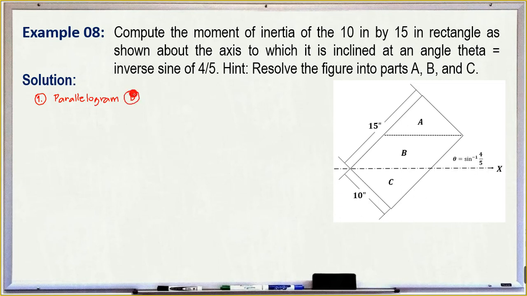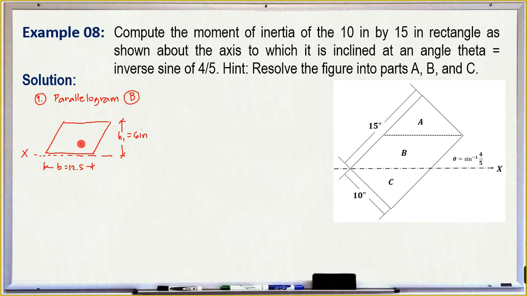Parallelogram B. Now in our parallelogram, again, this is our x-axis. This one right here. Okay. So our parallelogram has a height h1, which is 6 inches, and then a base B, which is equal to 12.5 inches.